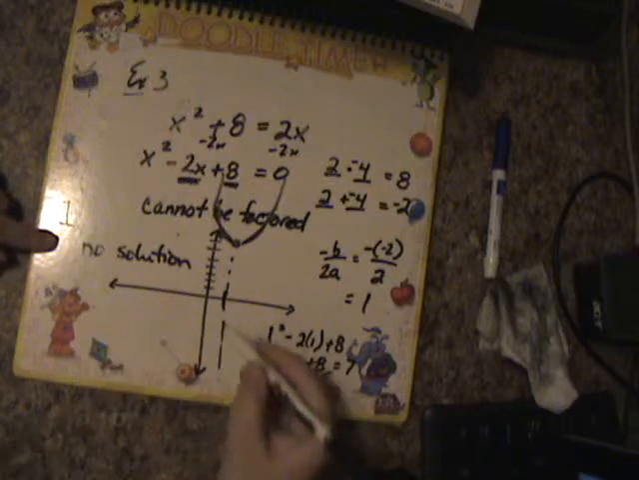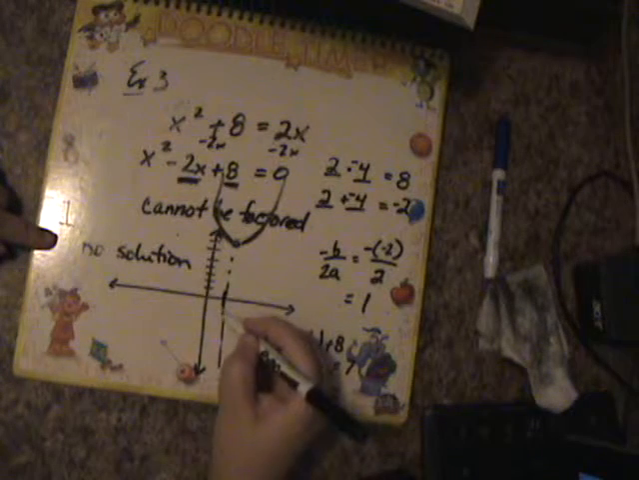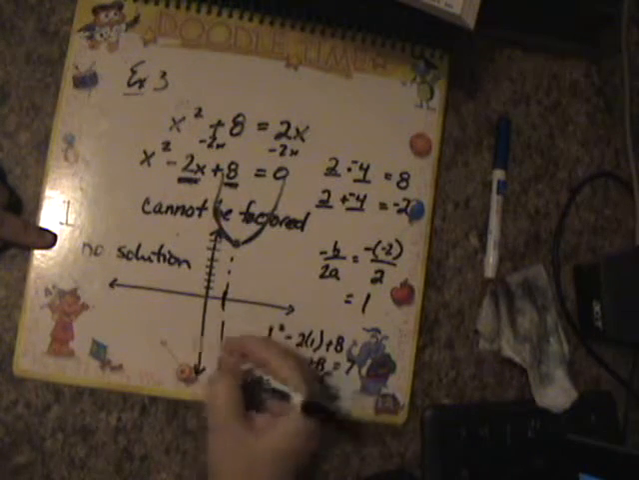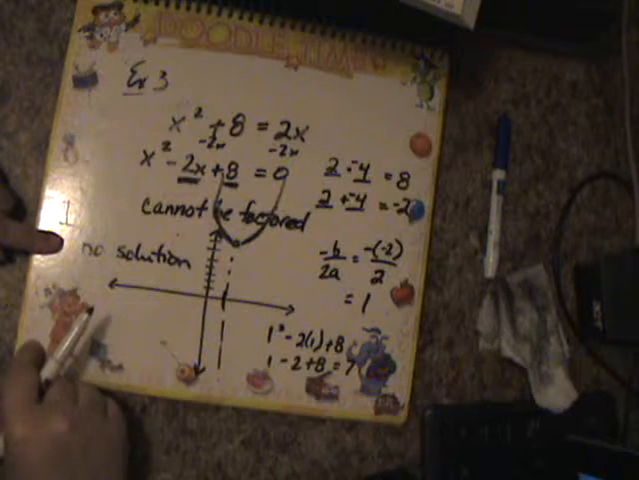Similarly, if we had had a vertex down below the x-axis and it was going down, we would also have no solution for that one.